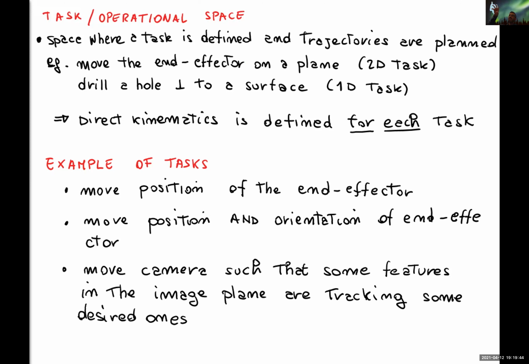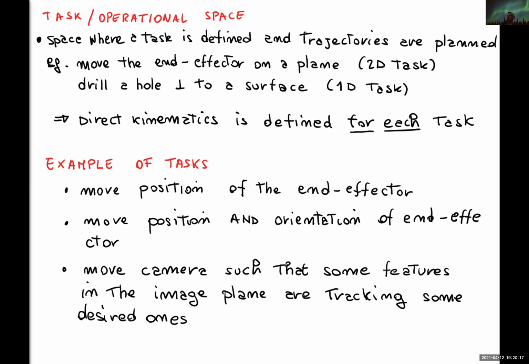For example, you have a camera in the end effector, and you want to do visual servoing, visual tracking. So you want some features in the image plane of your camera to track some desired ones. So you want to follow an object, for example. In this case, the task is defined in the image plane of the camera. And still you can find a direct kinematics that relates the motion of your joints to the motion of the feature in your camera plane.